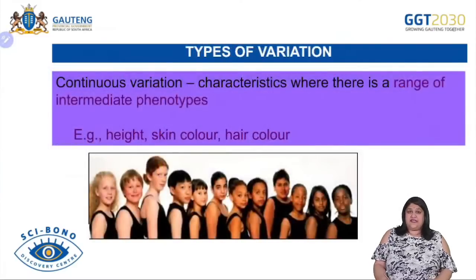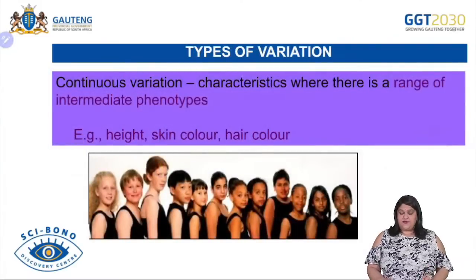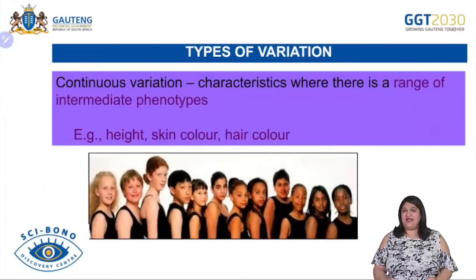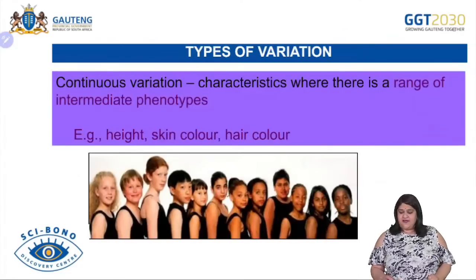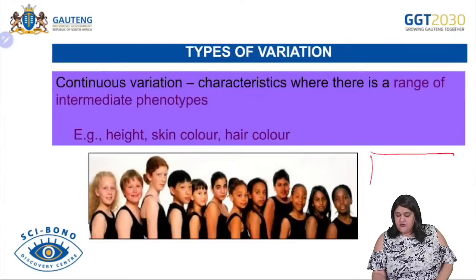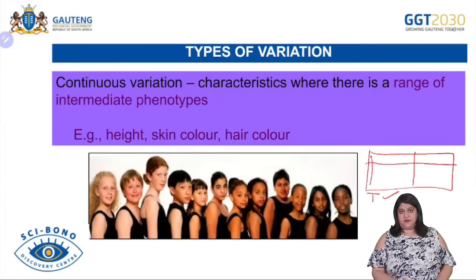Then we come to different types of variation. We have two different types: continuous and discontinuous. Now, they like to ask this question as a table. Sometimes they ask you to tabulate the differences. Please remember that when we have a table, you are going to take a ruler and draw a table like this. You get 1 mark for just doing that.